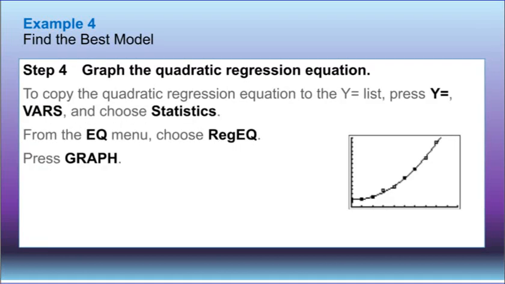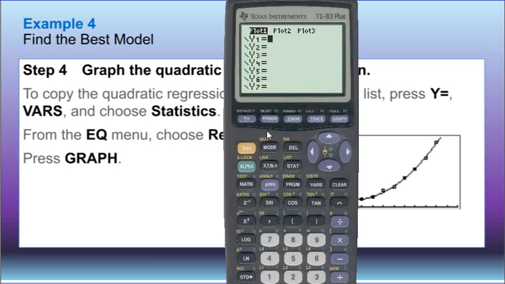Let's try another one. Here you can see the graph part. The last thing is to graph the quadratic regression equation. To copy the quadratic regression equation to the y list, press y equals, and then vars, and then statistics. So if I go to y equals, I click vars, I choose statistics, which is number 5, go to EQ at the top, choose number 1, and that puts the equation in there. Then if I hit graph, you can see my curve goes up there and is pretty much accurate on my points that I have listed there.